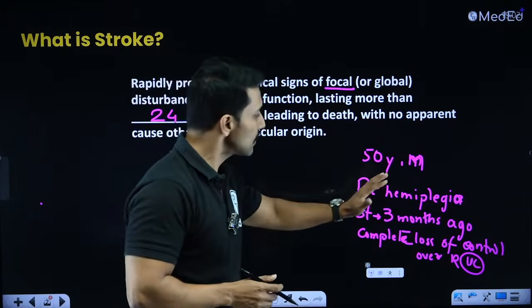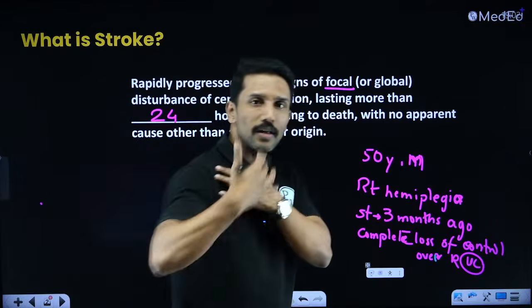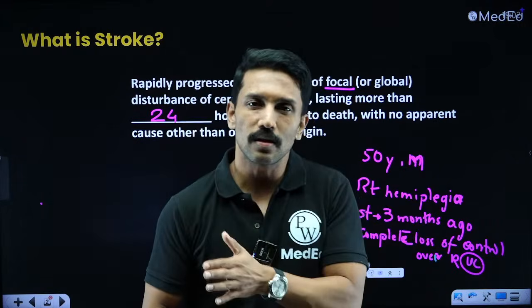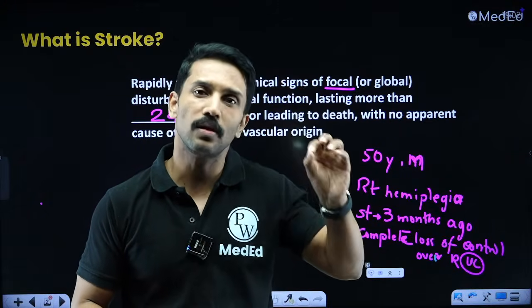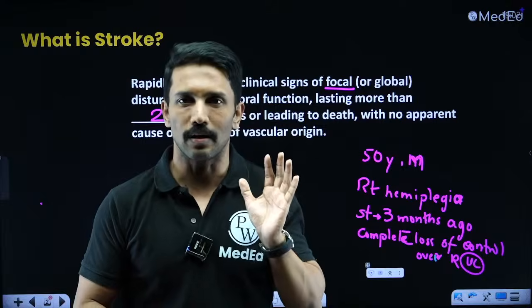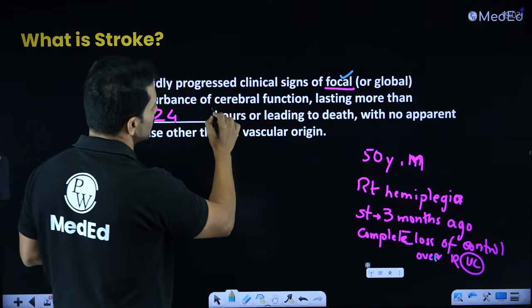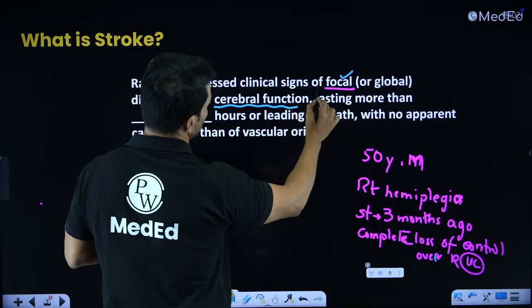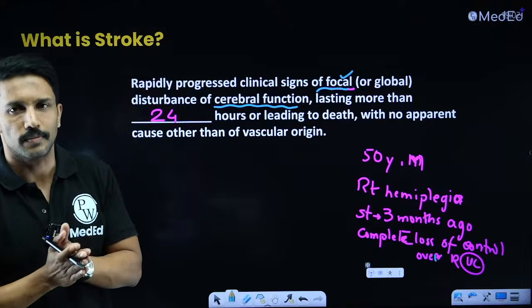Well, in this case, some part of the brain has certainly lost its function because the right side of the body is not able to move. There is motor weakness present. That means the left cerebral hemisphere, the motor area, is dysfunctional. It's not working. So this part of the definition gets satisfied. Here the patient has disturbance of cerebral function. Of course, not the whole brain, but focal. Some part of the brain is not working.